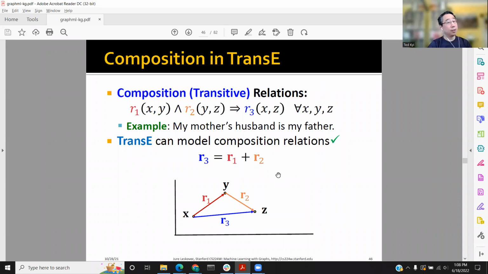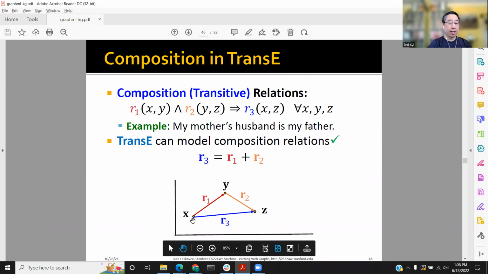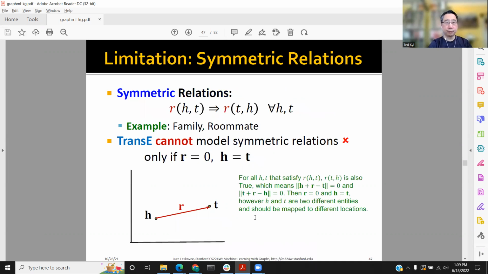What about composition? That actually works very well because we're doing Euclidean translation, and so this is just the triangle property. If you add R1 and R2, then you can just set R3 to be the sum of those 2 vectors, and in fact, if it's mother, husband, and father, then boom, these things will work well. But TransE doesn't do some of the other ones.